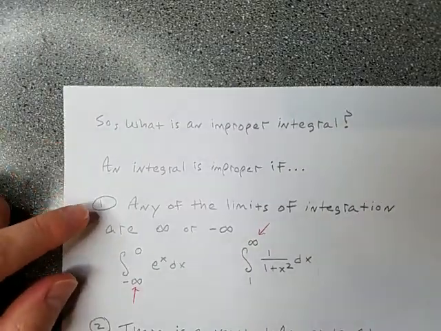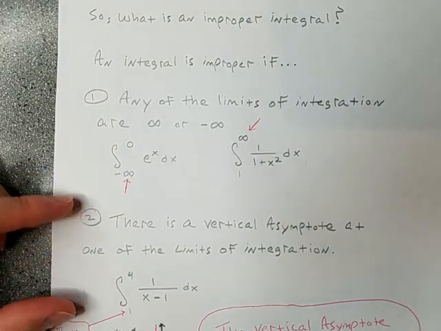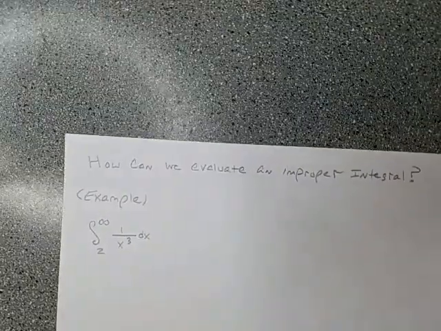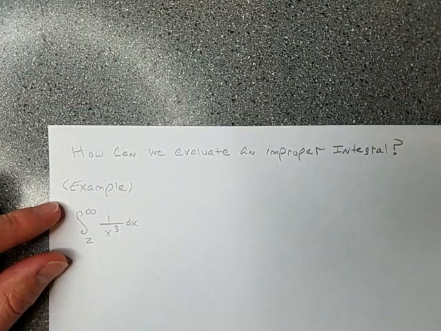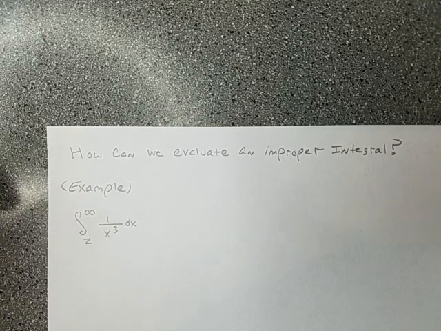Let's look at some examples. In this video, I think I'm just going to stick to this first type, and then I'll cover this second type in another video. All right, so here goes. So let's see. This integral is obviously improper because of that upper limit of integration being infinity.